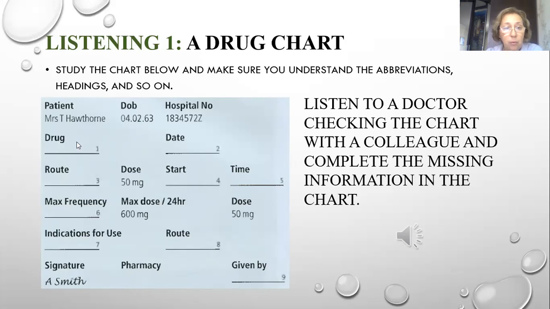Okay, so drug. What should it mean here in this chart? The drug, which was medicine prescribed by the doctor. Yes, medicine. Name of the drug. Yes, date. What should we write here? Date of prescription, ma'am. Exactly. The date of prescription of this drug.